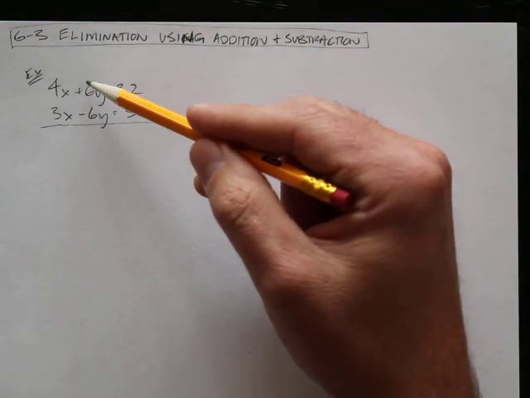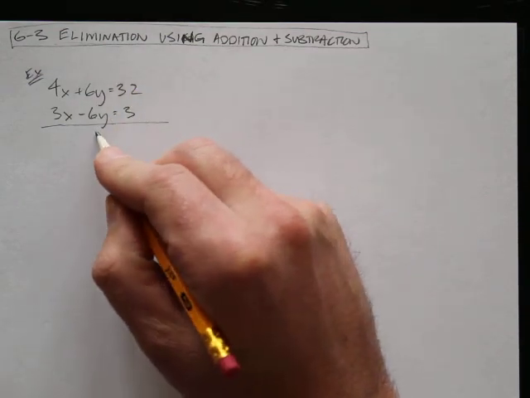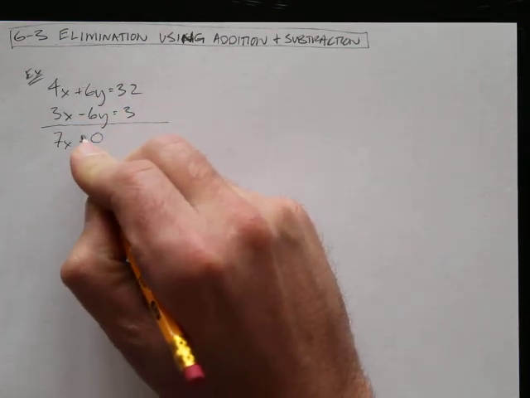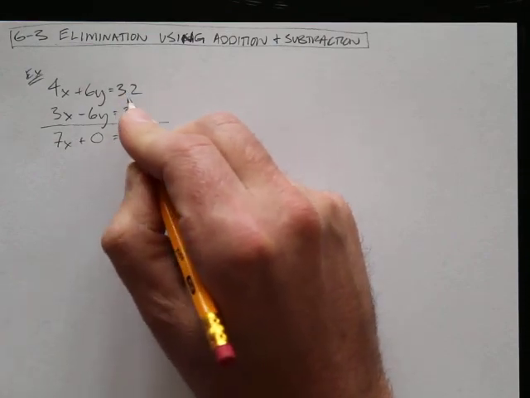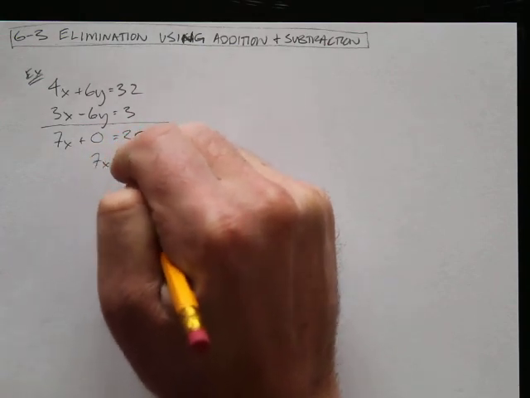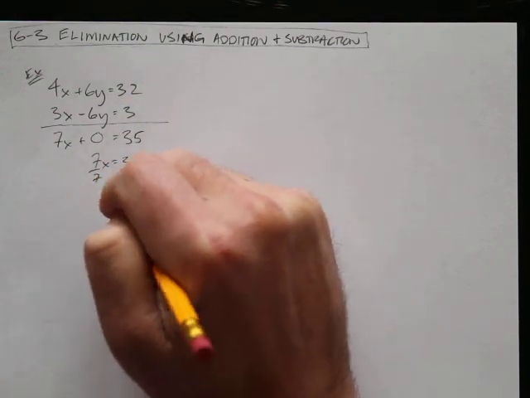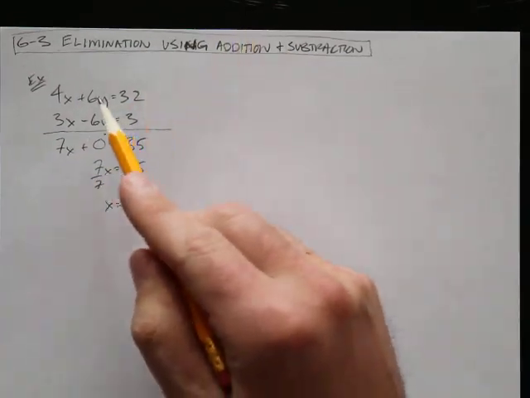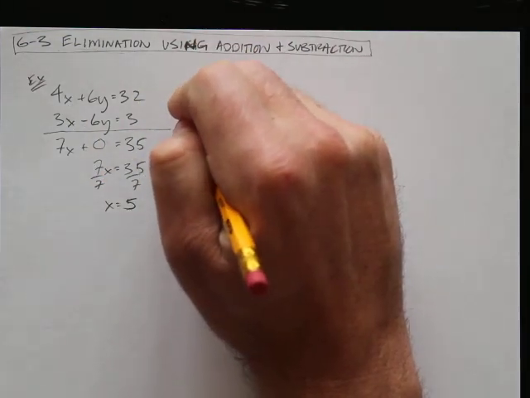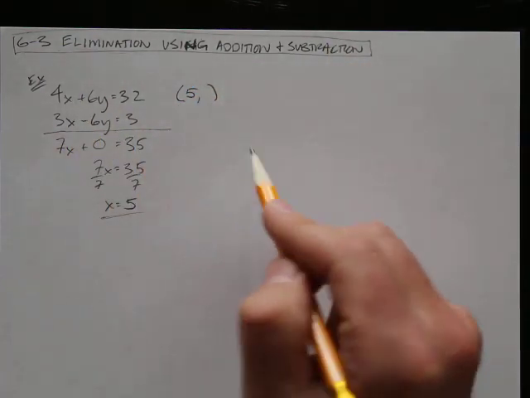And what I can do is I can just subtract. 6y minus 6y is 0, 4x plus 3x is 7x, and plus 0 equals 32 plus 3, which is 35. So I just have 7x equals 35. Divide both sides by 7. X equals 5. Now remember, when I'm solving a system of equations, I need an x value and a y value. So if x is 5, now I plug this x back into either of these to find y.